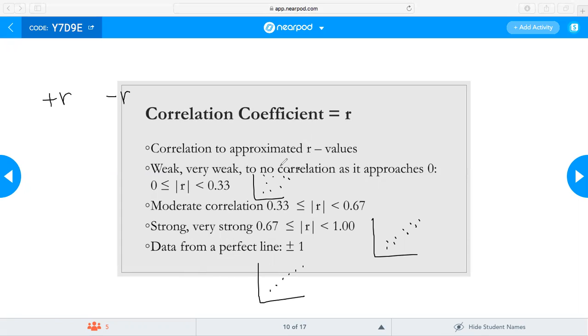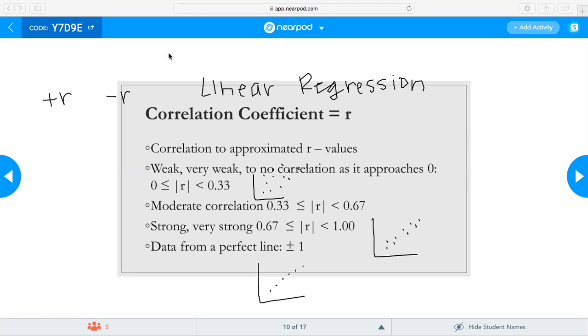I said this one was kind of weak right here. Linear regression. You're welcome.